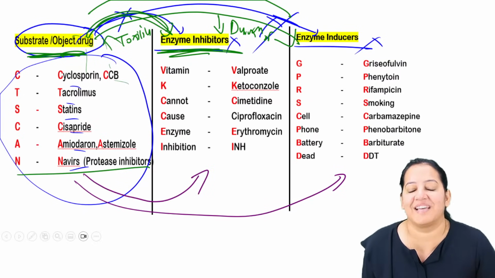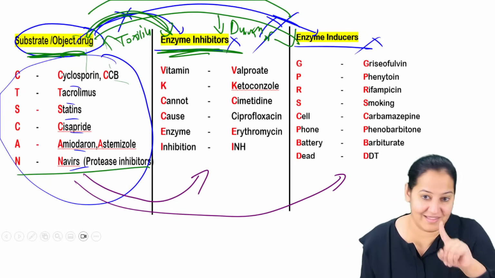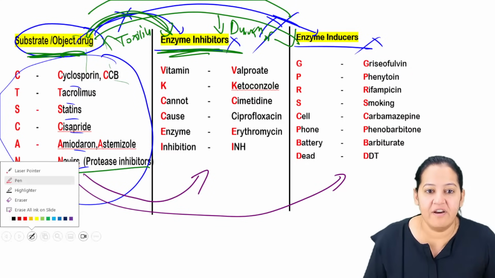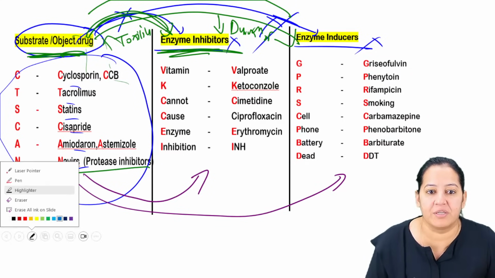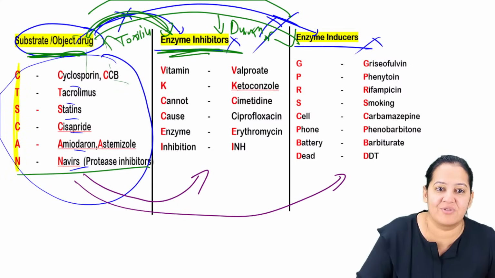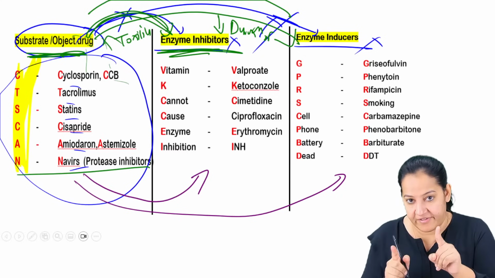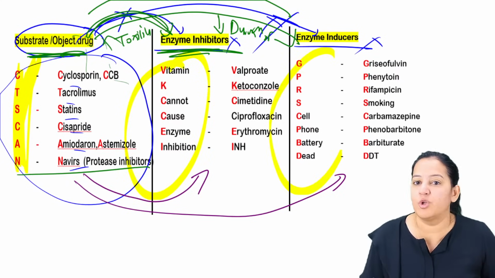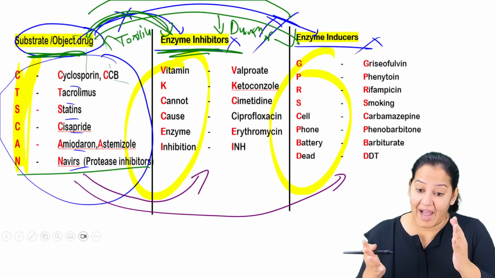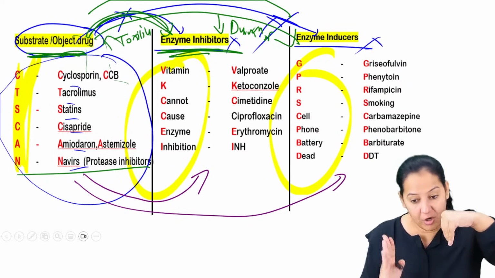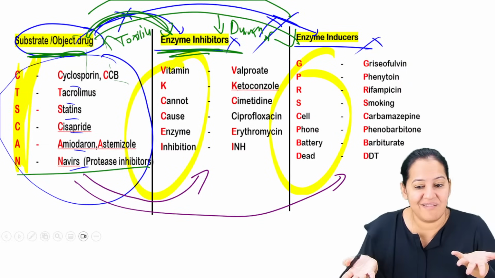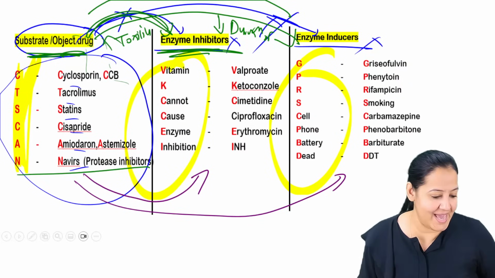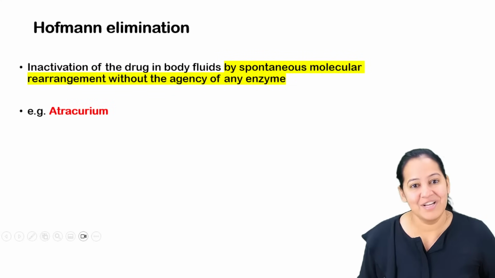So never give the substrate drug with these inhibitors, and never give it with these either. Whenever you give such drugs to your patient, learn the full list. These are dangerous drugs. Whenever you are prescribing, beware. Don't use these along with that. Otherwise, either the object drug will not function or it will cause toxicity. Anything can happen. Avoid these combinations. Say yes, everyone. Got it? So we will see the question.